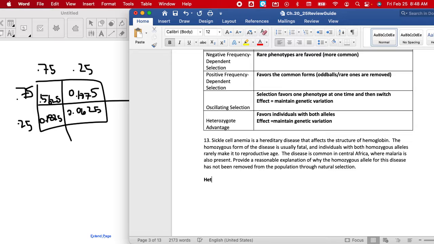Heterozygotes. Yeah, so you could say the heterozygotes are favored, and they carry the other allele. Are we looking for the homozygous allele here? Yep. And then the homozygous won't be eradicated. So it won't be eliminated.